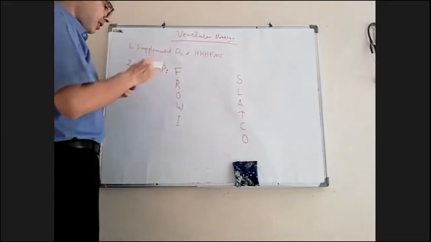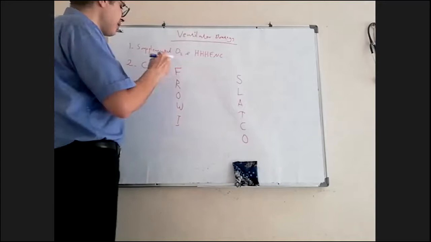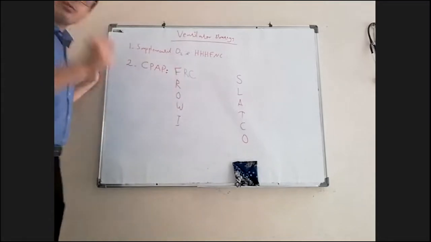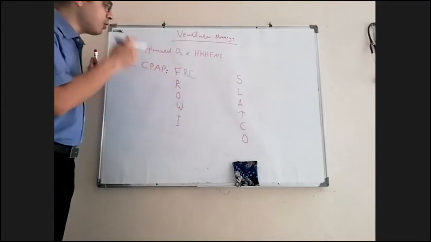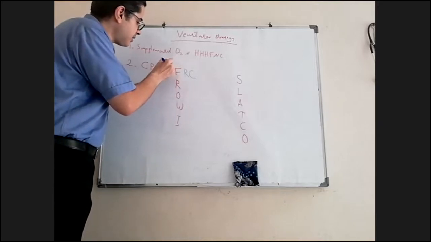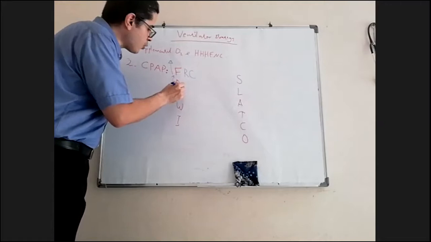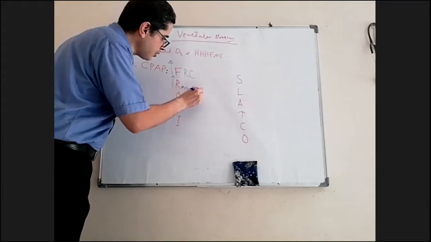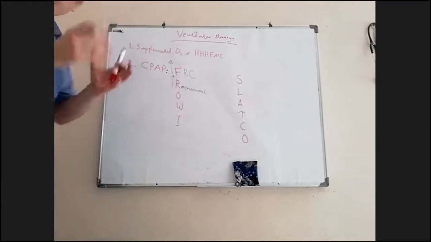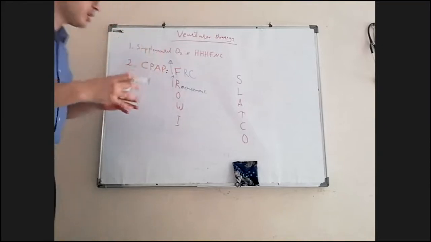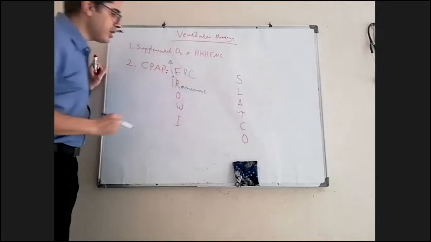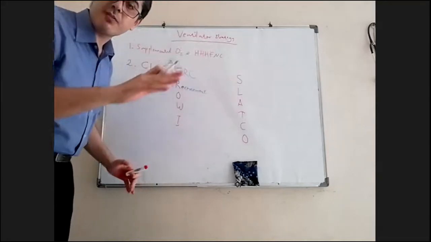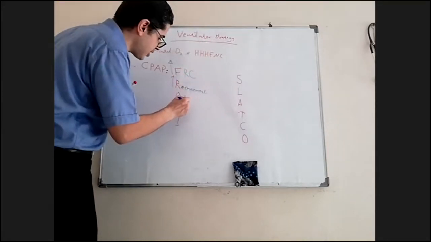CPAP will improve functional residual capacity. This is the most important mechanism of action for CPAP. It improves recruitment of alveoli. Recruitment means keeping the alveoli open. Positive pressure keeps the alveoli open. When you keep the alveoli open, you have high constant oxygen. So this will improve oxygenation.